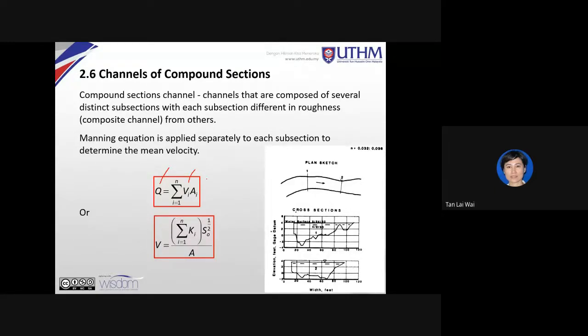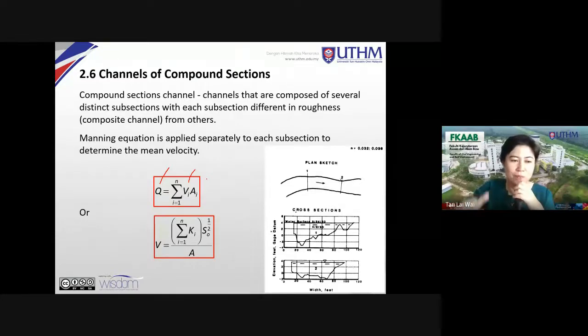If there are two separate sections, you have Q1 plus Q2. If there are three separate subsections, you have Q1 plus Q2 plus Q3. That means you have to find Q for each subsection, because each subsection has a different roughness coefficient, so you have to solve for that roughness coefficient.